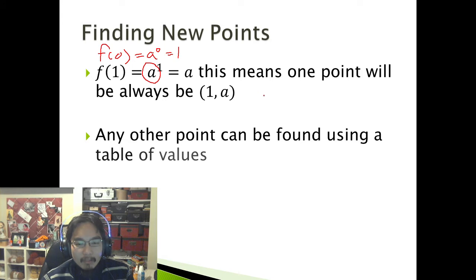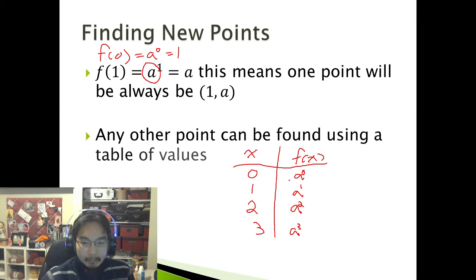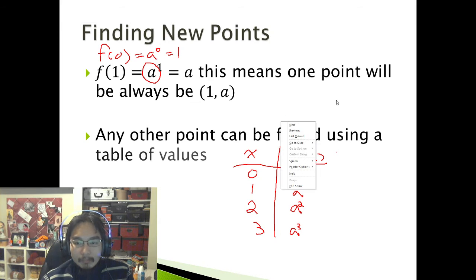Any other points can be found simply by using a table of values. A table of values would be something like this. Seems kind of very elementary, right? So values of x, and then f of x. So 0, 1, 2. This would be a to the 0, a to the 1, a to the 2, and so on. 3 would then be a to the 3. So you just make a table of values and connect the dots that way. That's another way to graph these functions.